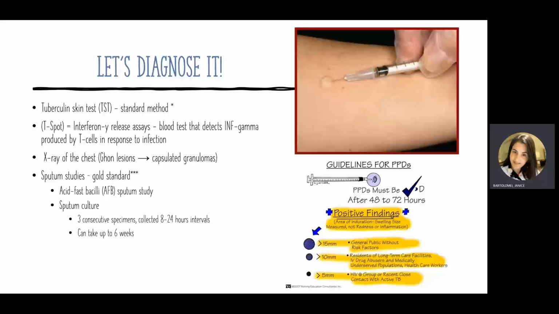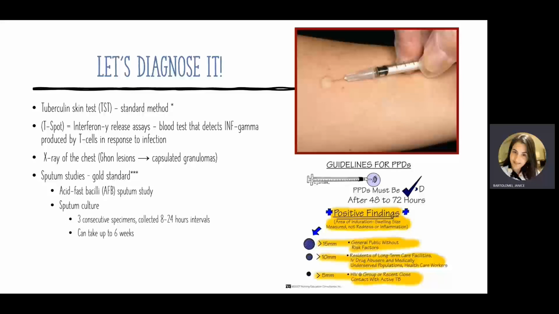The sputum studies are your gold standard, but again, you have to provide a sputum culture. It has to be 3 consecutive sputums, collected at different hours, and it can take up to 3 weeks. So, although it's the gold standard, it's not the standard method, because it takes multiple consecutive sputum specimens collected at different hours, and the test takes many, many weeks. And in that time, the client could be infecting others.